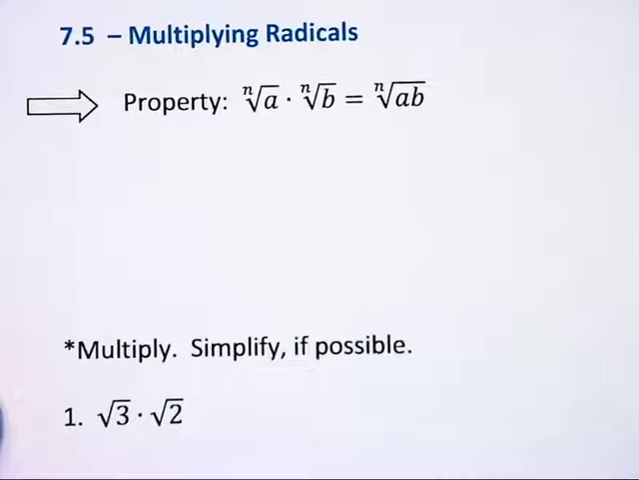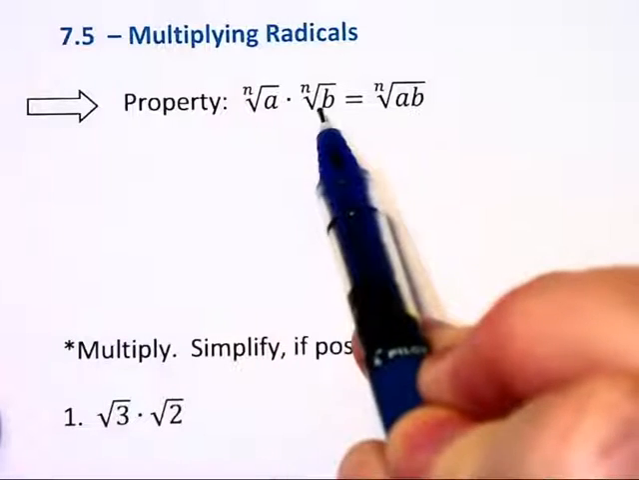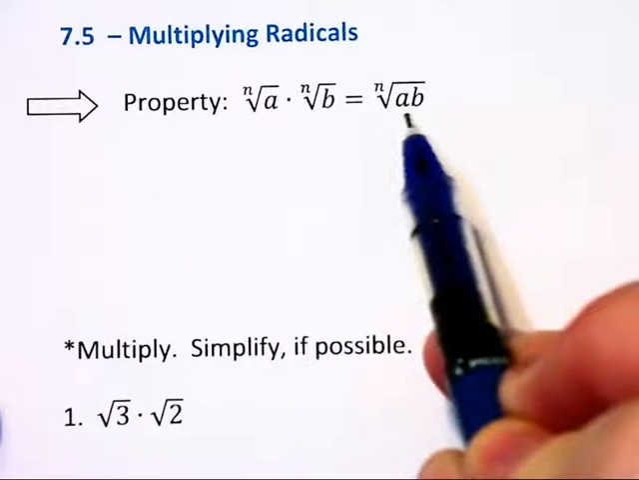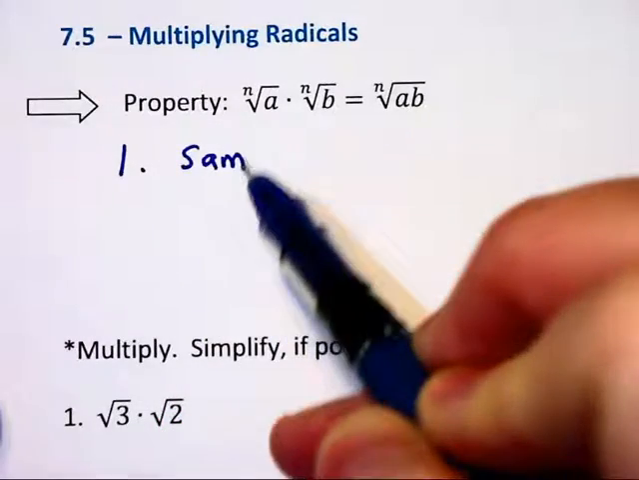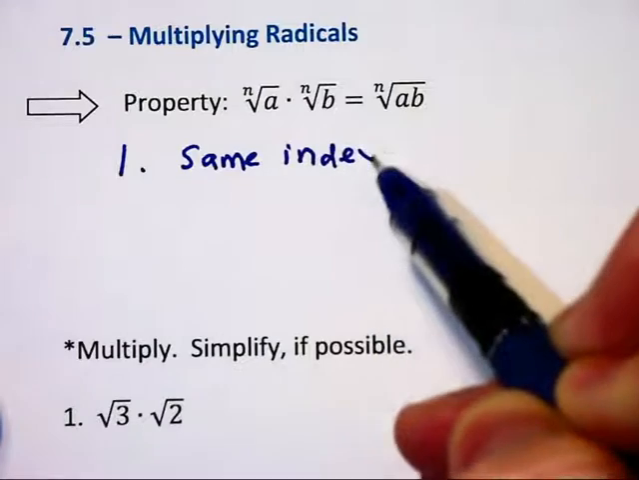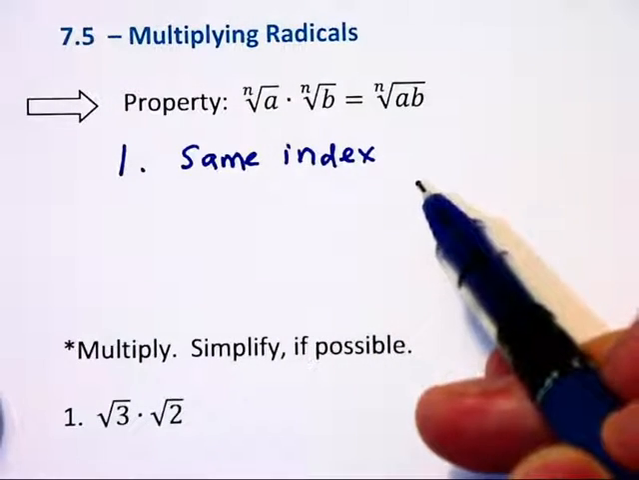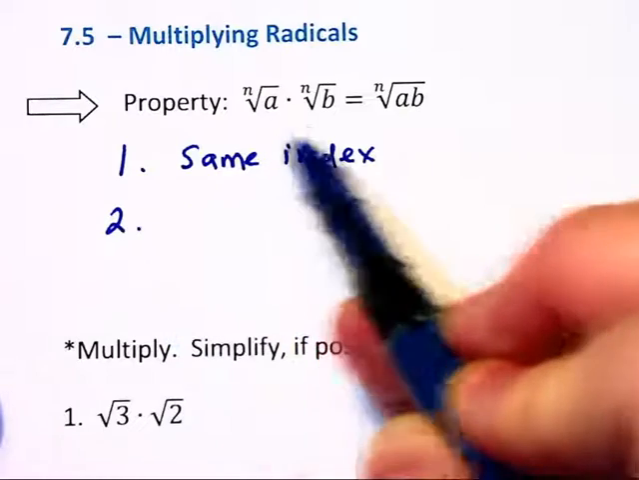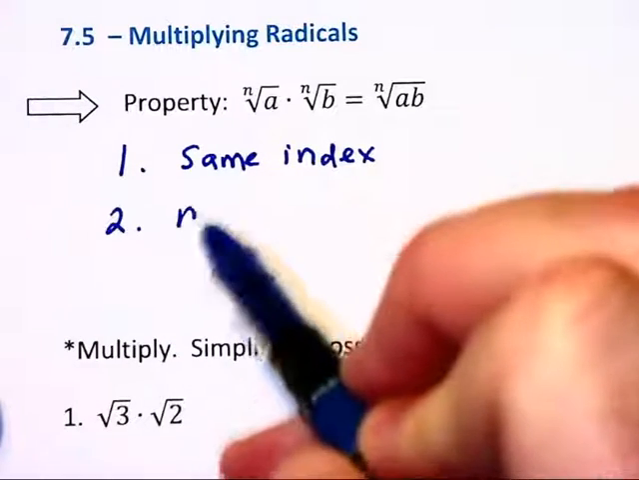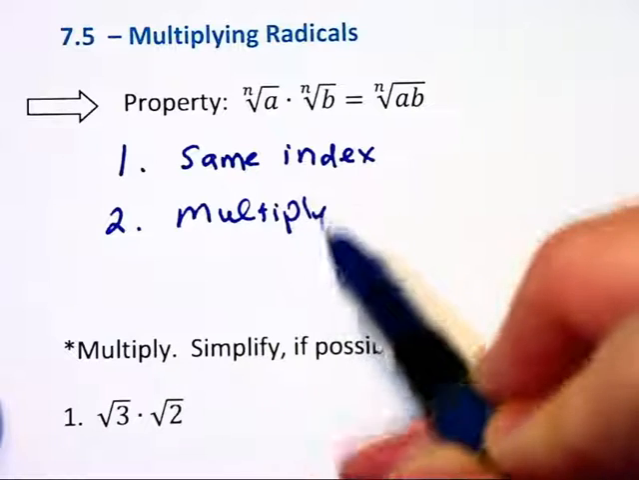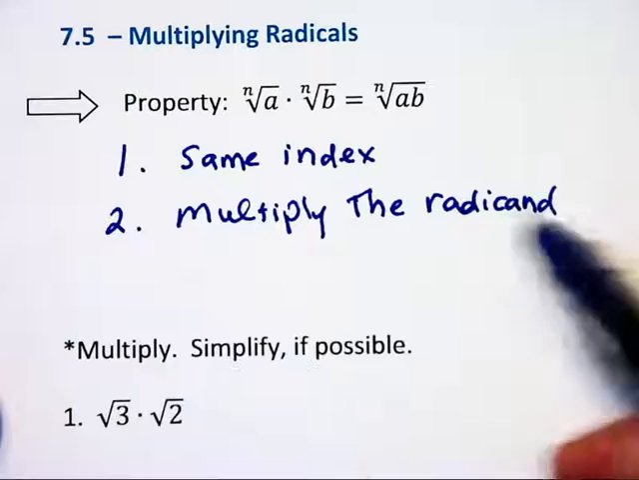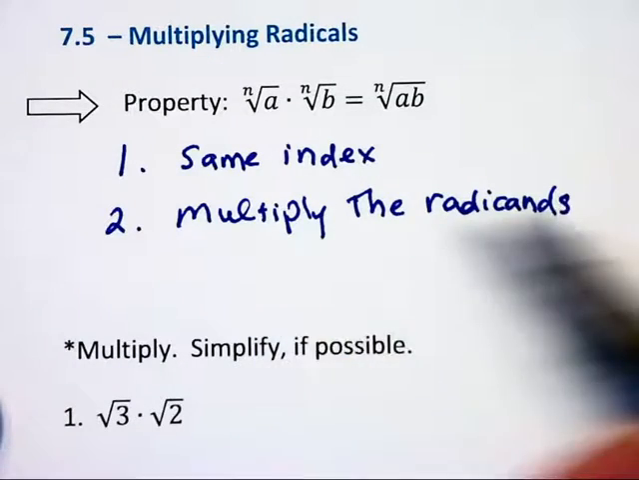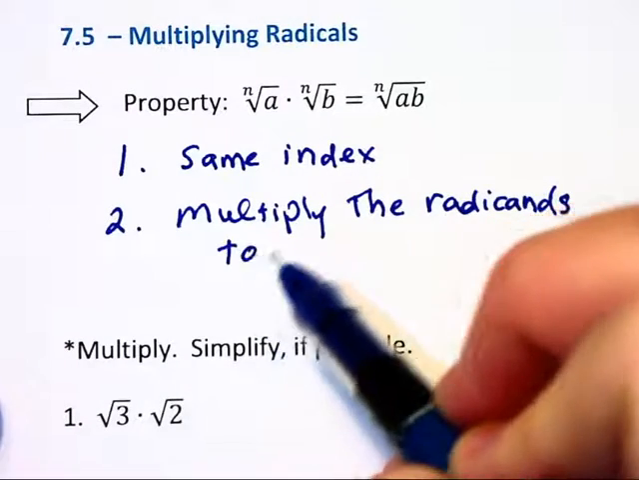Now let's look at the property which governs how we multiply radicals. First off, we have the nth root of a times the nth root of b is equal to the nth root of ab. That tells us, first off, we need to have the same index when you multiply radicals, just as when you add radicals. However, you do not have to have the same radicand. Basically, you are going to multiply the radicands together, and that will give you what is inside the radicand of the combined or product.